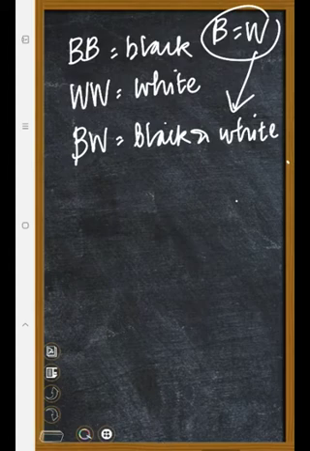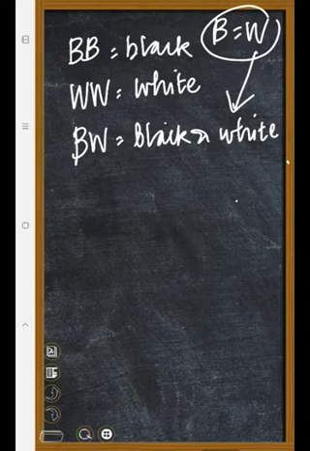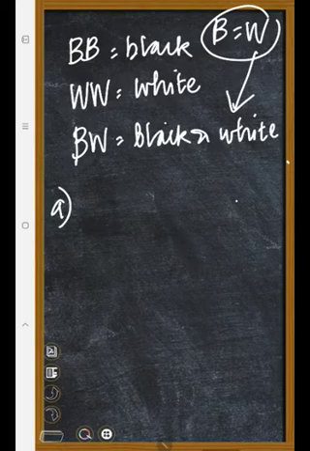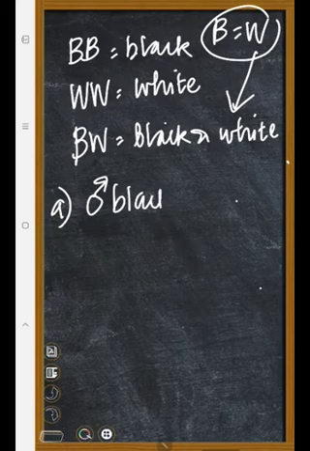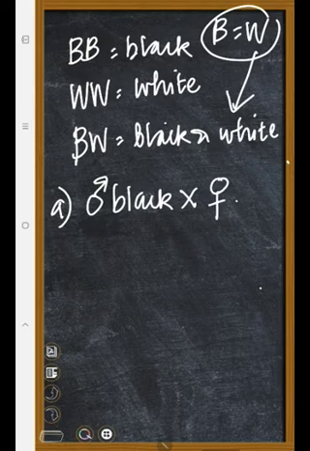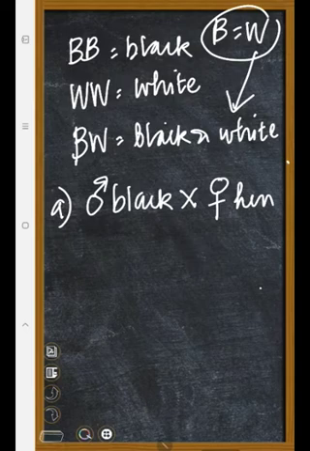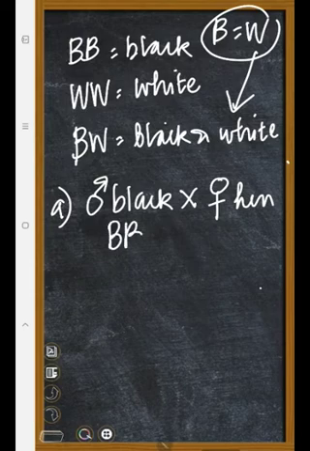Okay, let's go back to the problem. It says here, letter A, when a black rooster is mated to a white hen, what genotypes and phenotypes of offspring would be obtained? So, we have a black rooster crossed with a white hen. For the rooster to be black, he has to have the genotype big B, big B.